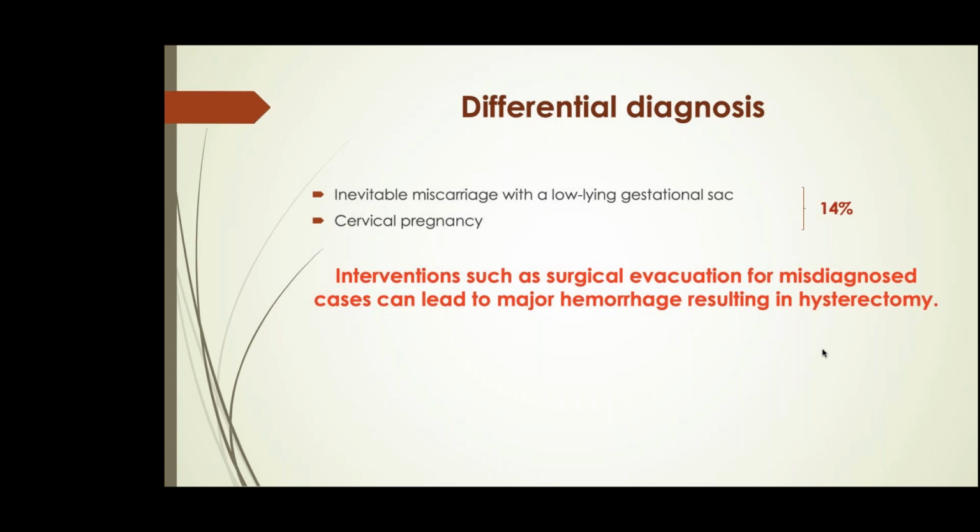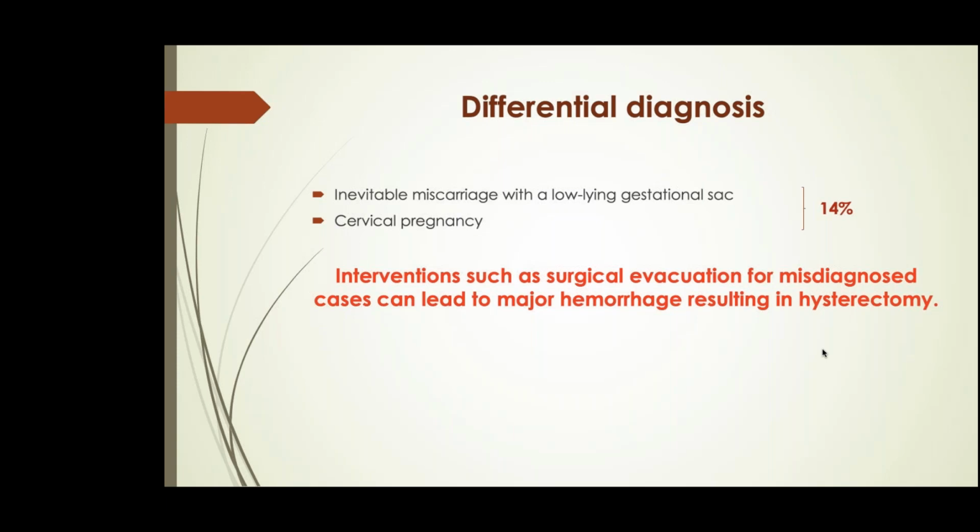So what are the differential diagnoses, which is very important? These are the diagnostic challenges of cesarean section scar pregnancy. The first one, we have the inevitable miscarriage with a low-lying gestational sac and cervical pregnancy, which represent around 40% of the diagnoses. So if you have an inevitable miscarriage and the sac is going from the fundus outwards, and on its way it is in the region of the previous cesarean section scar, you can be confused whether it is inevitable miscarriage or scar pregnancy.